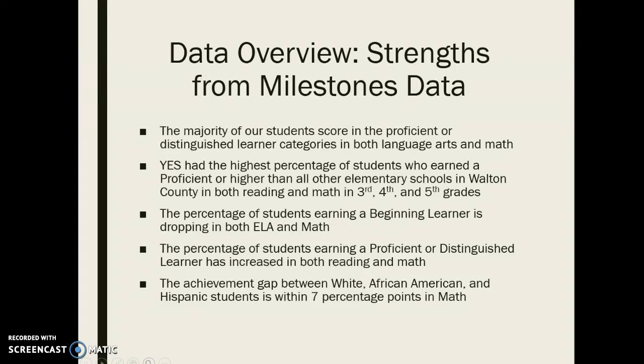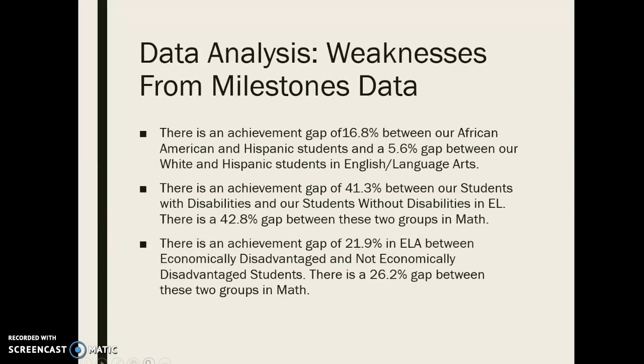The percentage of students earning a beginning learner is dropping in both English language arts and mathematics. The percentage of students earning a proficient or distinguished learner has increased in both reading and math. The achievement gap between white, African American, and Hispanic students is within 7 percentage points in math.